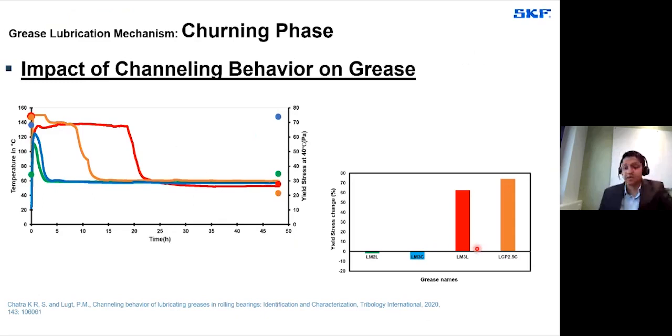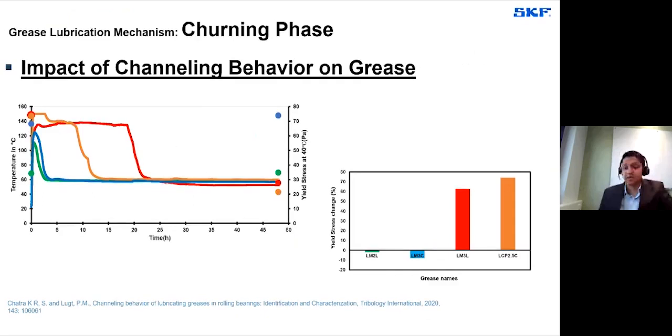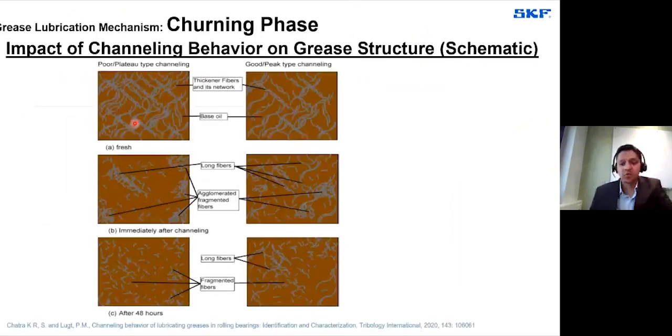So what you see here is a schematic representation of the grease microstructure and how this channeling behavior has an impact on the grease microstructure. Here you see a fresh grease of the poor channeling grease and also the good channeling grease. In both cases, fresh greases have long fibers, they are interconnected, and they create a beautiful microstructure.